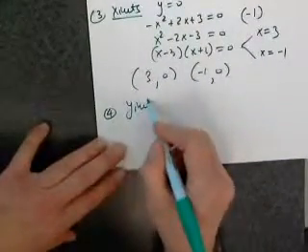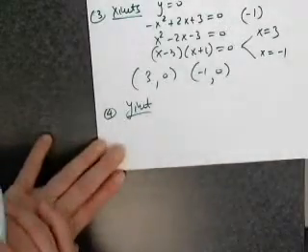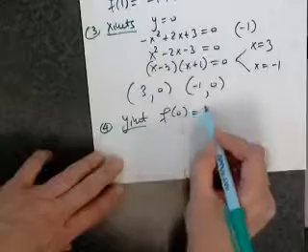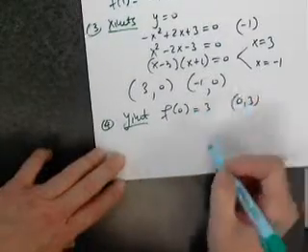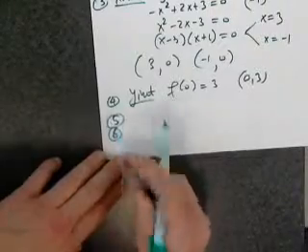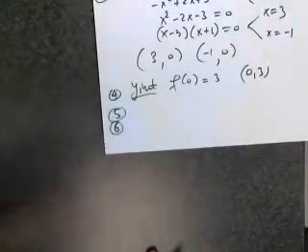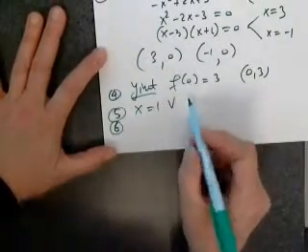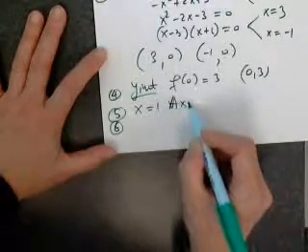Then I have to find the y-intercept. How do I find the y-intercept? I find f of 0, indeed, which is 3. So (0, 3). And the last two, number 5 and number 6, are just words, basically. I will say that x equals 1 is the axis of symmetry.